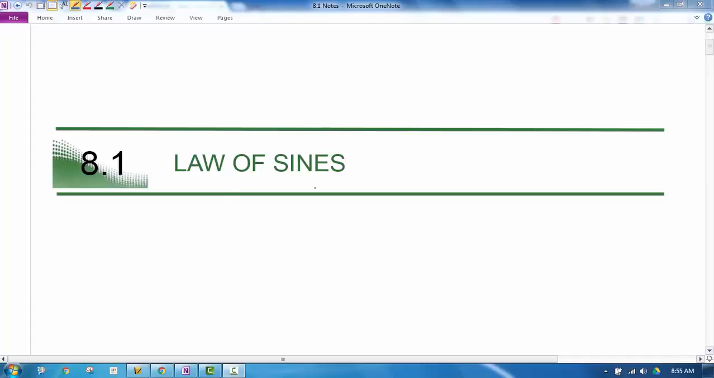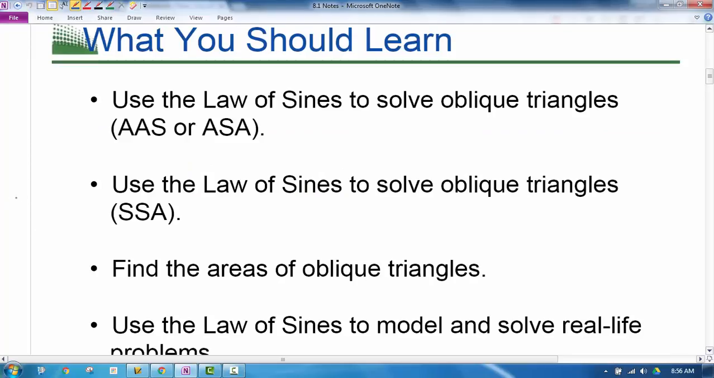Okay, 8.1 is the law of sines. So you guys are going to use the law of sines to solve oblique triangles. We'll also find the area of oblique triangles and hopefully do some real world problems. We are going to look at this special case right here, which is angle side side. You learned a little bit about it in geometry, and that's going to be the trickiest part. So we'll get there in a second.